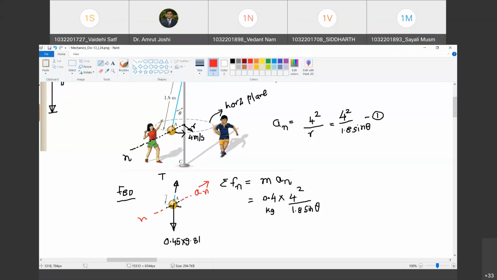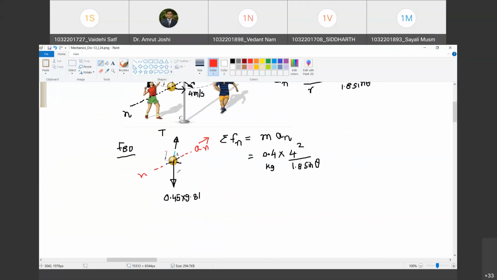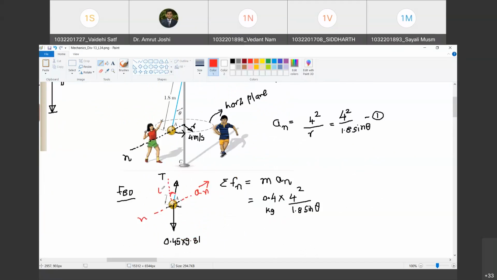Now, the angle made by this radius vector with this pole is theta. Happy? Yes, sir. So if I draw a vertical line here, this angle is theta. Are you with me? Yes, sir.